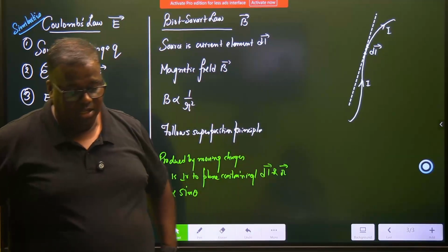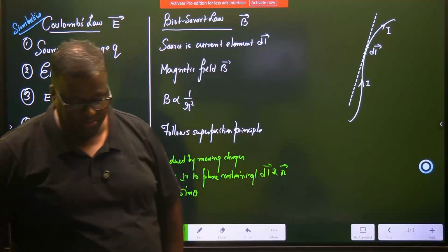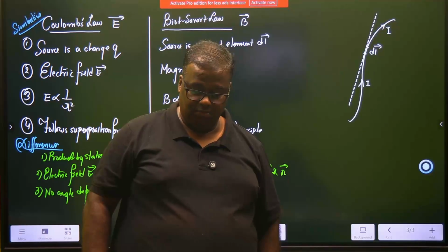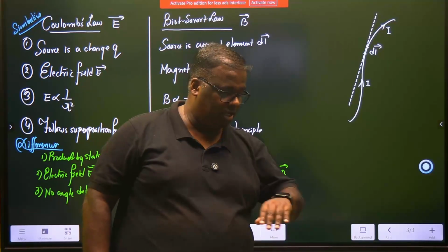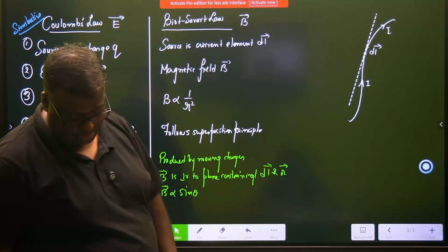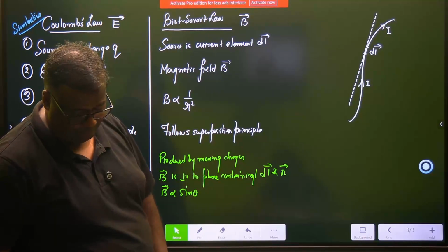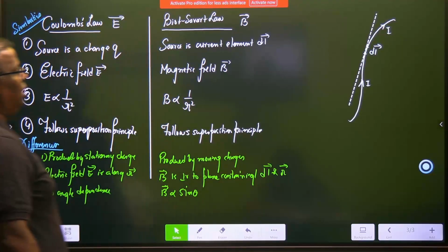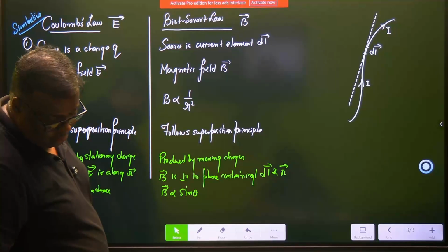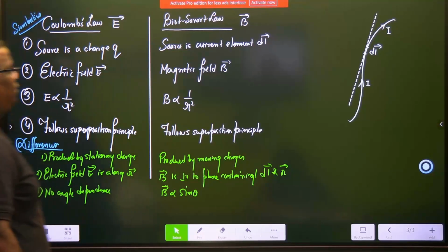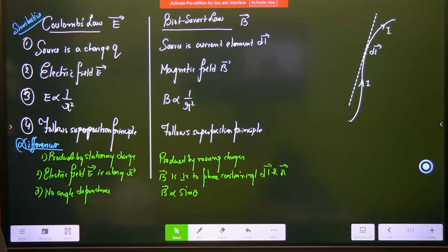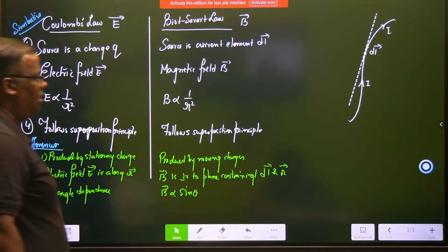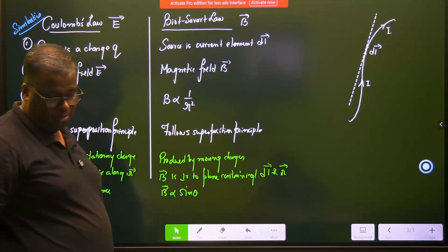So you write down, if the point lies along the extension of the current element, then the current element does not contribute to the magnetic field.